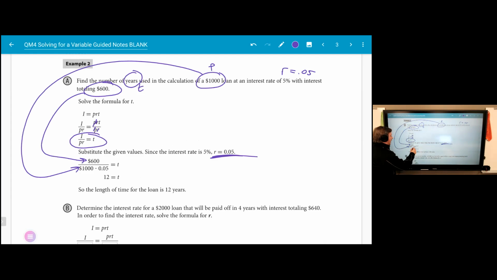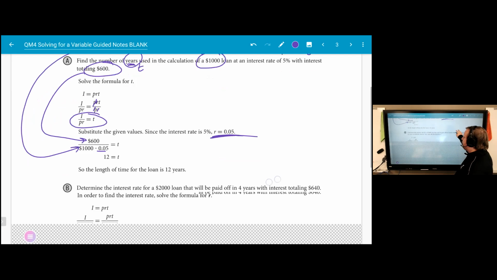We plug that in right there. You do a little fancy math on those calculators or Desmos or whatever you want to do, and you get t equals 12. Yay! 12 what? 12 years. t equals 12 years. The length of time for the loan was 12 years.